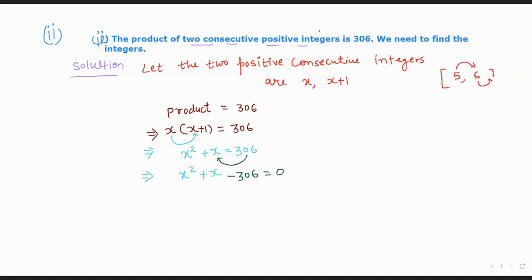So see, we have formed the quadratic equation again for this question. Here A is 1, B is again 1, and C is negative 306. So this is the resultant quadratic equation. Now let's move to the next question.